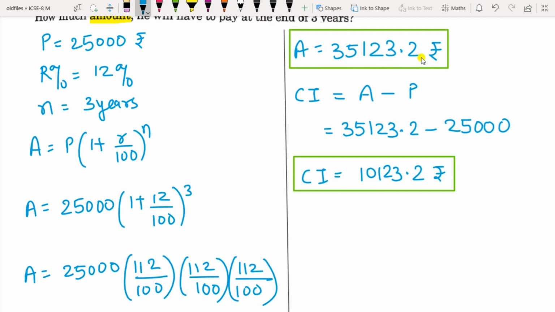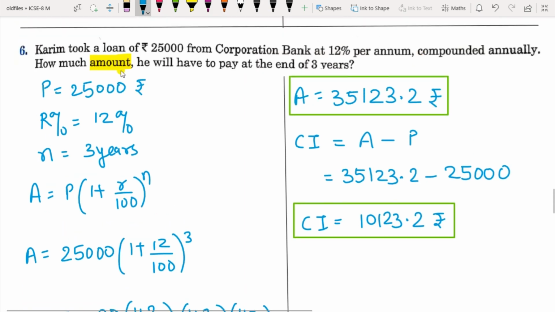35123.2. Now they have asked only the amount in the question, so you can solve up to here only. This is just for your reference, I have solved it further. So if they are asking only the amount, then solve up to amount only. If they are asking CI, then CI equal to A minus P. Do the subtraction, you will get CI as 10123.2 rupees.